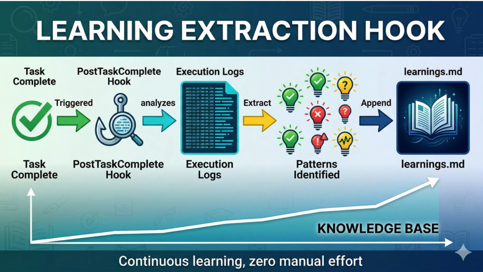Another powerful hook, learning extraction. After every task completion, a post-task complete hook analyzes what just happened. It reads execution logs, identifies patterns, successes, failures, edge cases, and appends learnings to a markdown file. Over time, JARVIS builds a knowledge base of things that worked and things that didn't. This is continuous learning, automated through hooks, no manual journaling required.